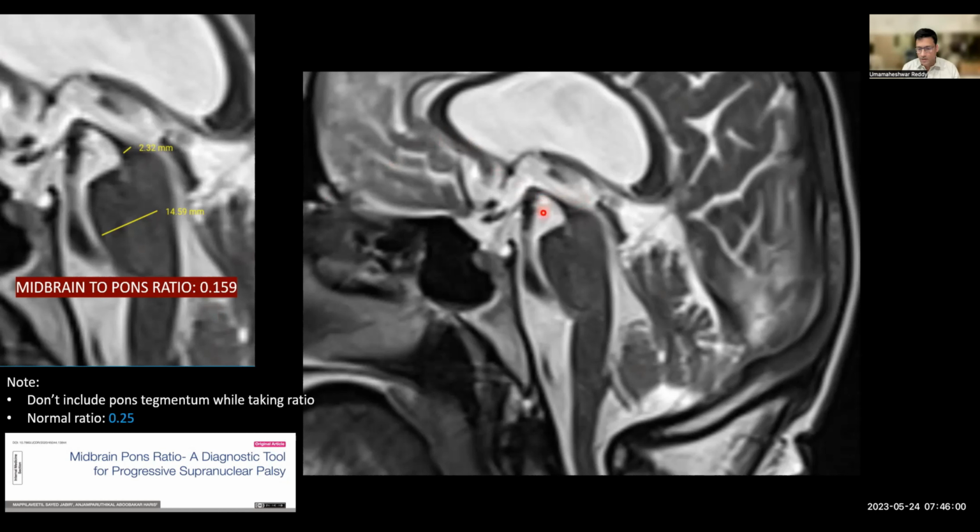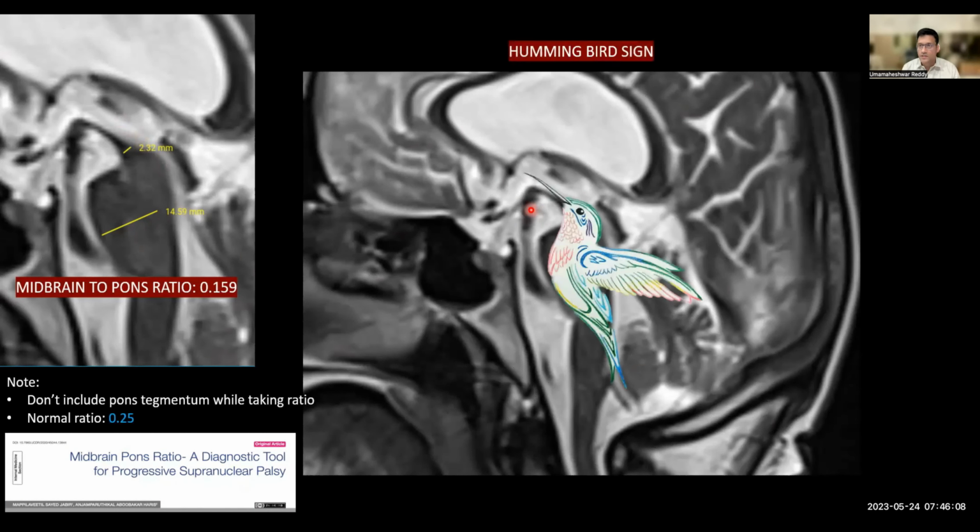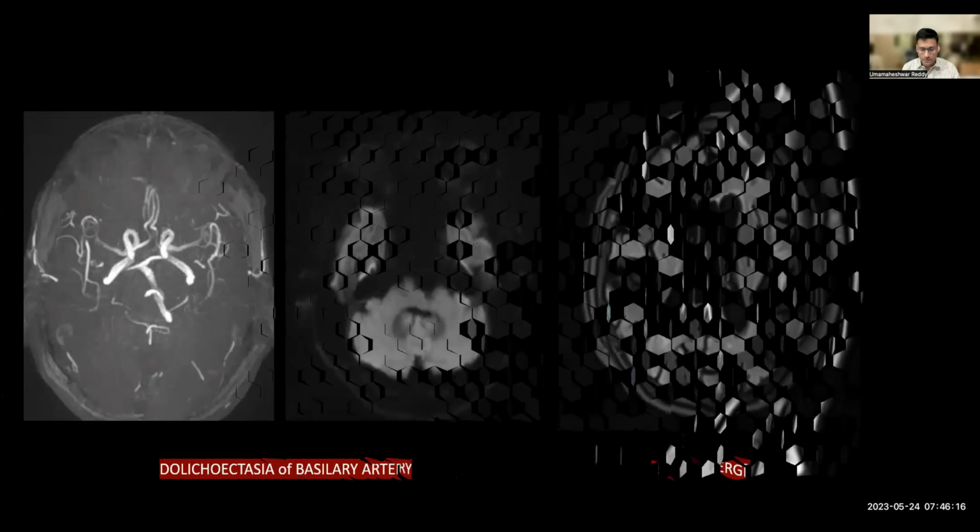So again, make sure that you see the flattening of the superior and inferior colliculi of the midbrain to diagnose PSP confidently. So this is a typical hummingbird sign, which has been described. This is the artistic depiction of the hummingbird sign.